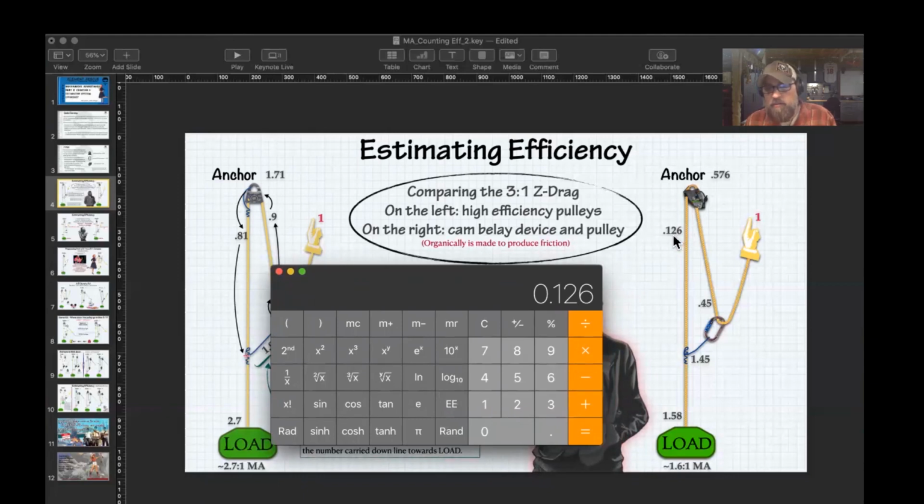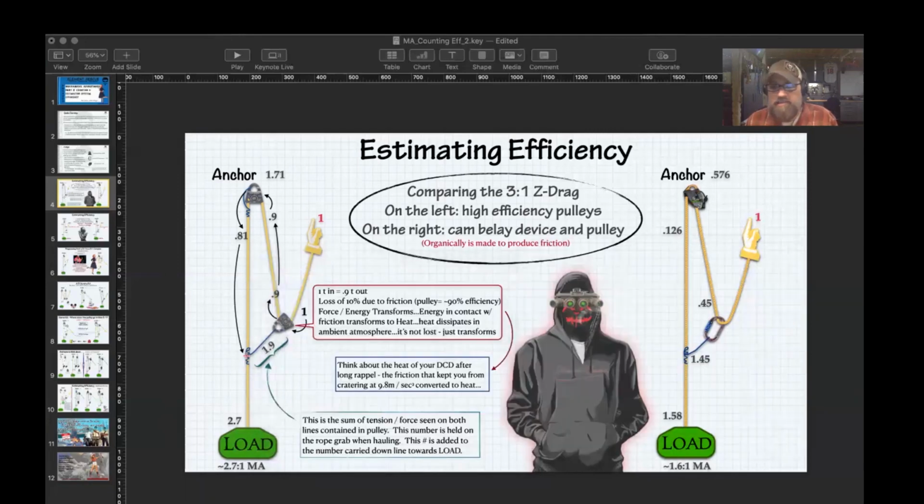So now that 0.126 rolls down here, meets up with the rope grab. That's a plus sign. So now 0.126 plus 1.45 gives us approximately 1.58. We can round that up to 1.6. So when we're looking at that system, same exact system, we just had efficient pulleys in here. It's night and day, right? So we have a 2.7-to-1 mechanical advantage here on the left. On our right, it's approximately about a 1.6, 1.58-to-1 mechanical advantage.